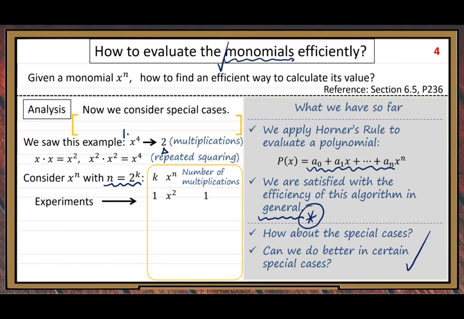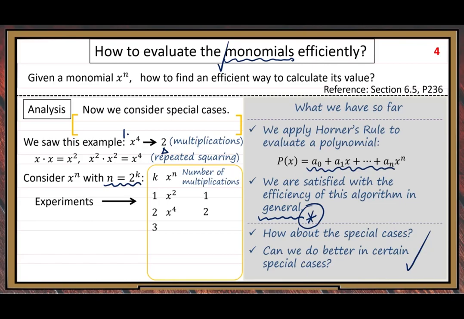Very simple. Then second, k equals 2, this time x to the 4th, because 2 squared. N equals 2 squared, that's 4. So x to the 4th, by repeated squaring, 2 multiplications.